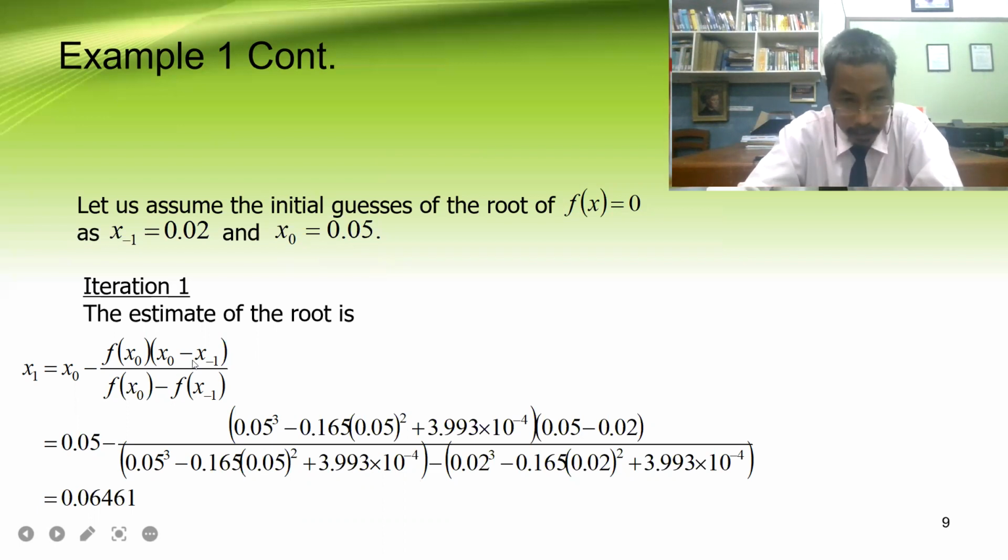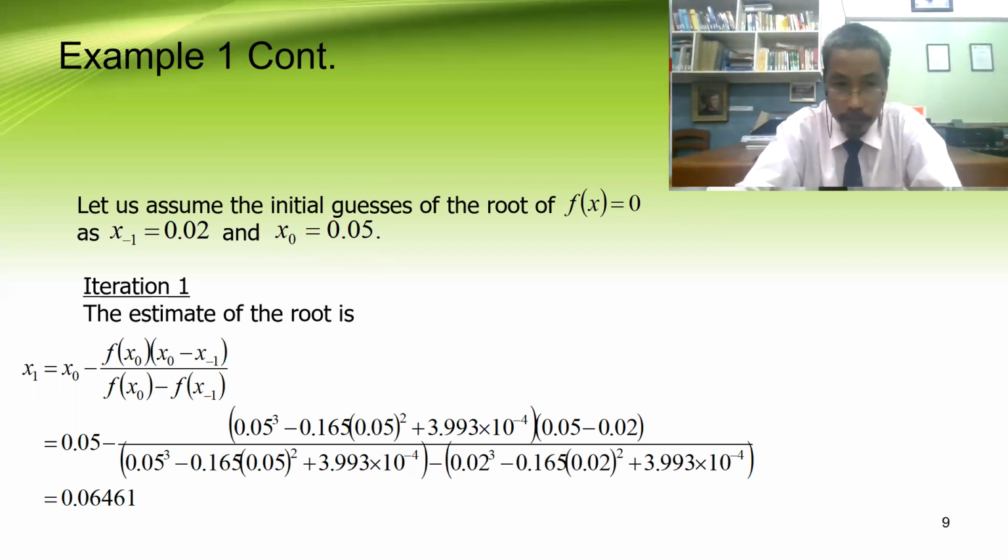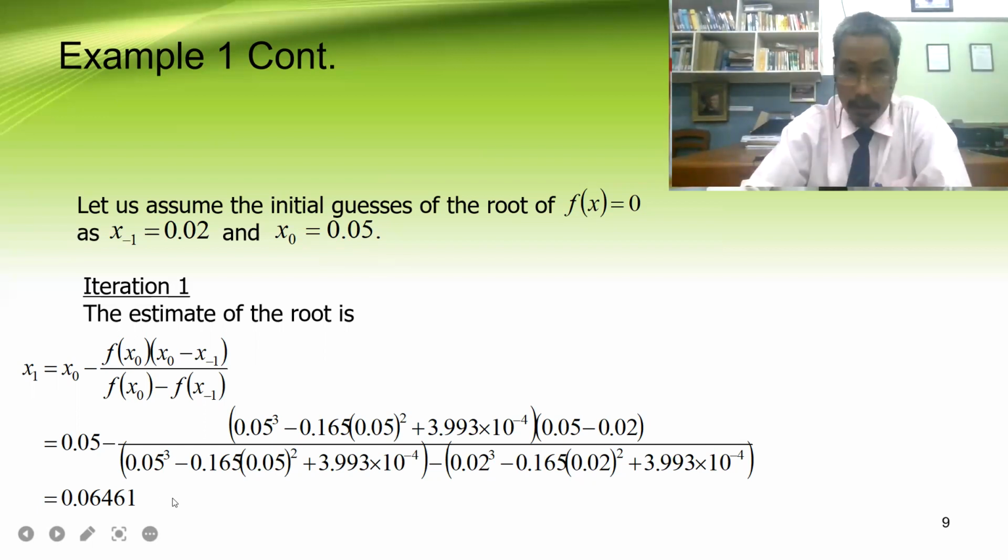We have the following. Just substitute for x0 and x negative 1. Just substitute all of this, and use the equation f(x) and substitute the corresponding values. For example, x negative 1, you have to substitute to the equation f(x). Doing that and simplifying, we have the value for x1. The value for x1 is now equal to 0.06461 meters.